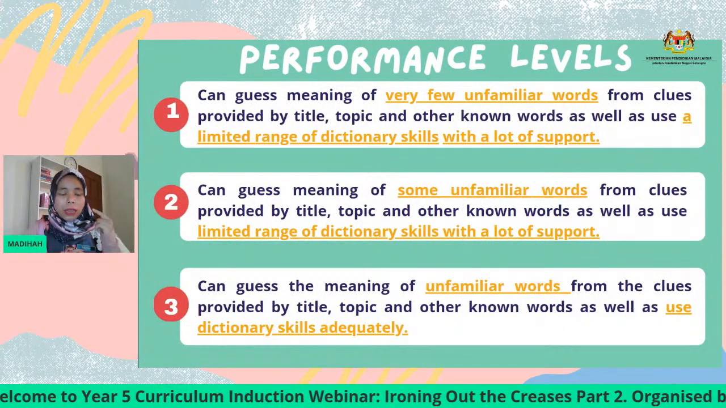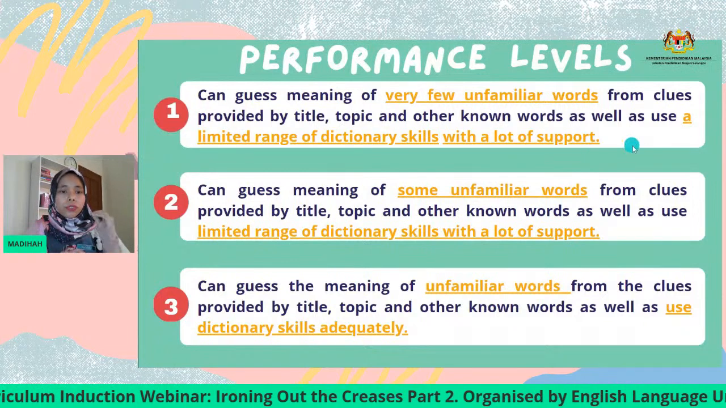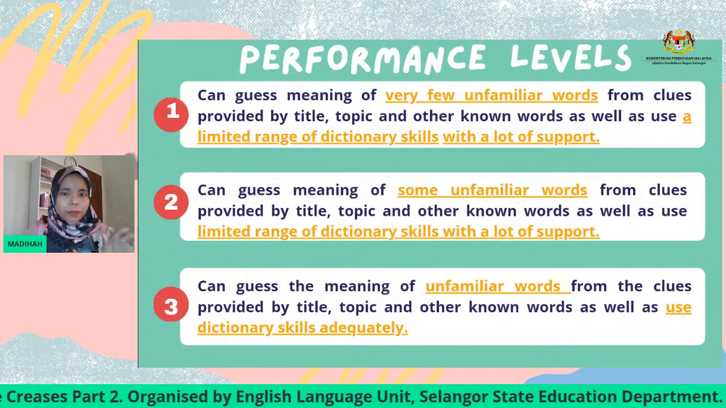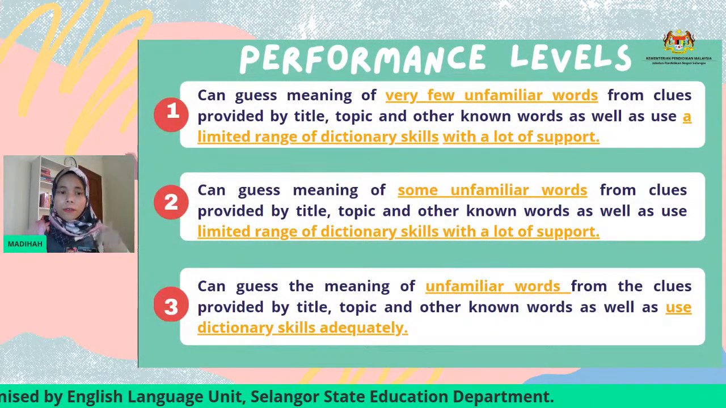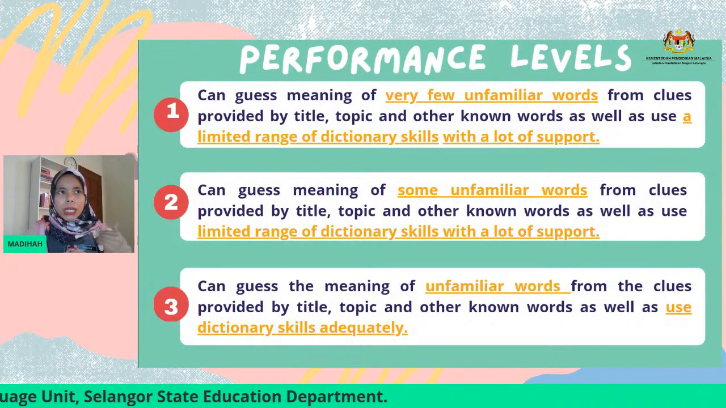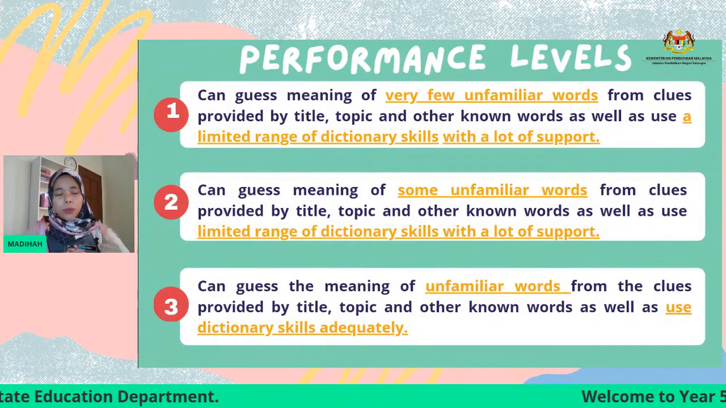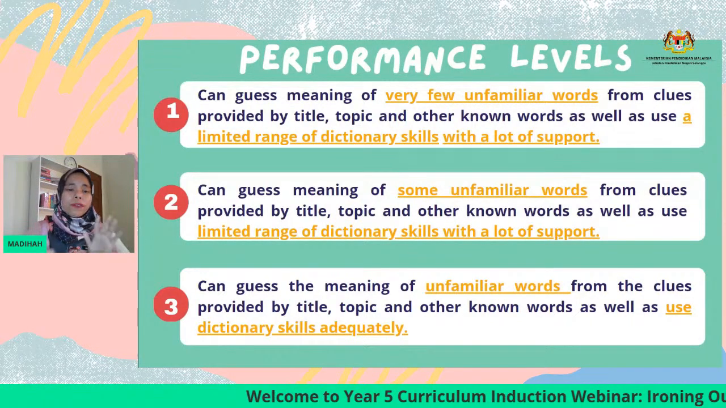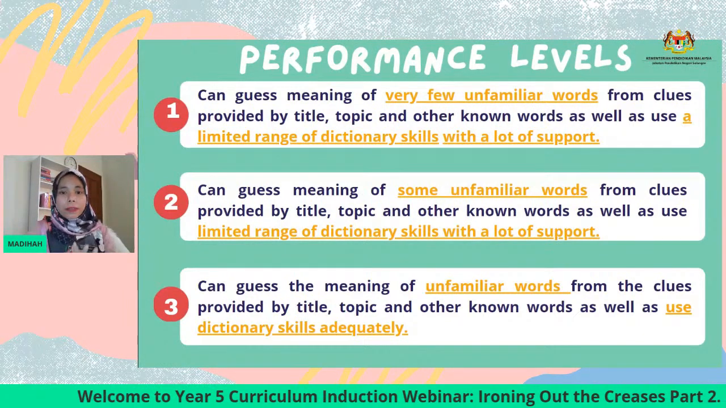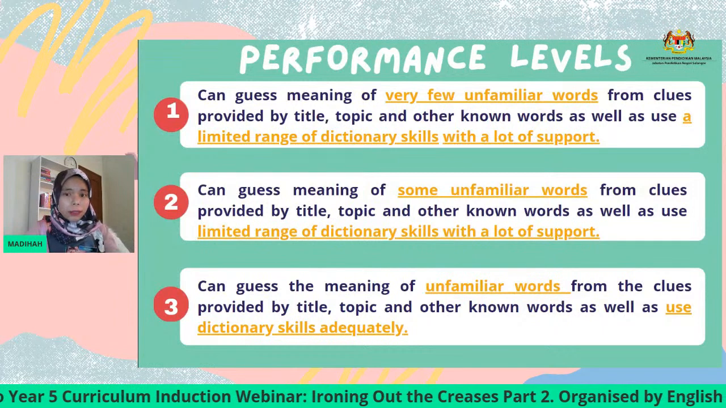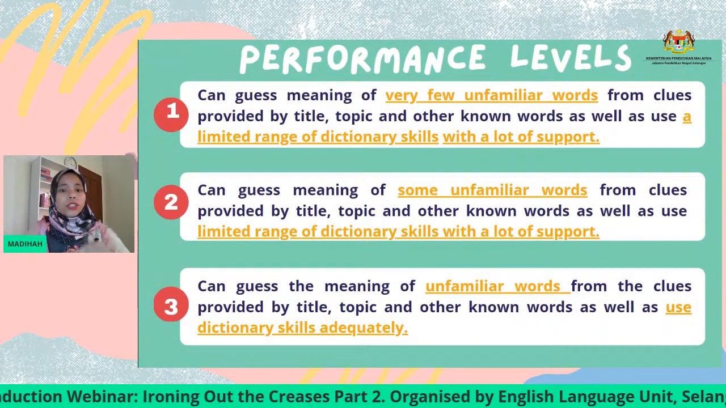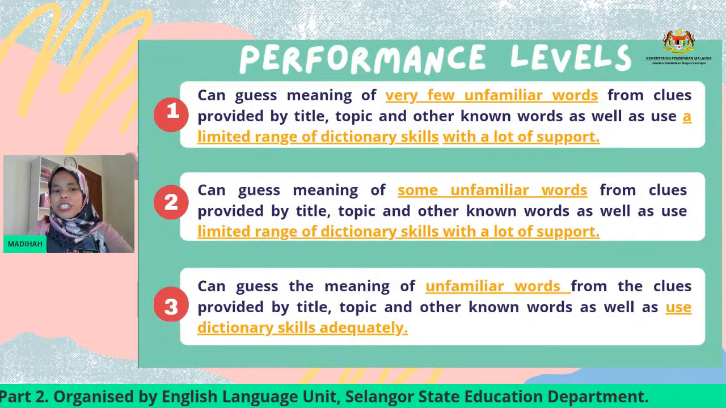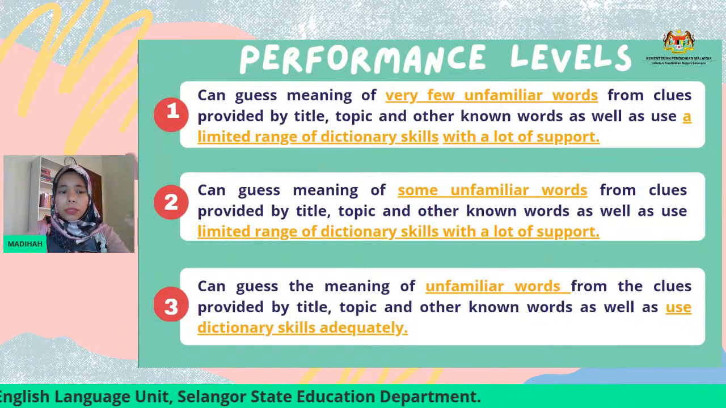So let's look at number 1. This is TP1. Students with TP1 can guess the meaning of a very few unfamiliar words. We are focusing on 6 words. As we flowed through the lesson, we may have identified that our less proficient student can guess the meaning of, probably out of 6, 3 or 4 or maybe 5, from the clues given from the title. And then they can use a limited range of dictionary skills. Again, for example, just now we did differentiated strategies. This is where you can check whether your student is in TP1, TP2 or TP3.